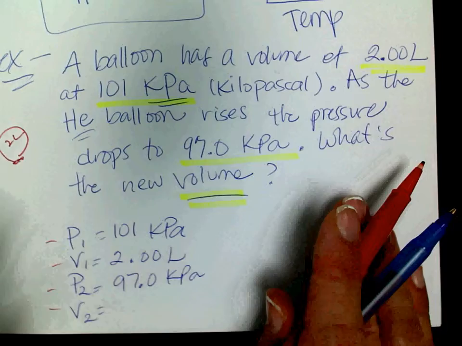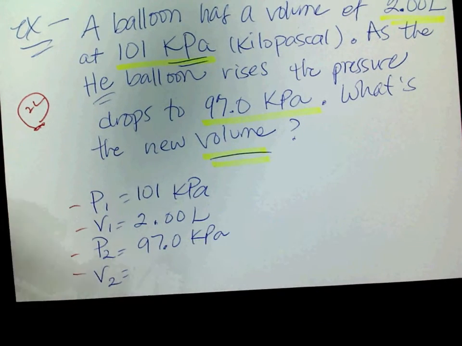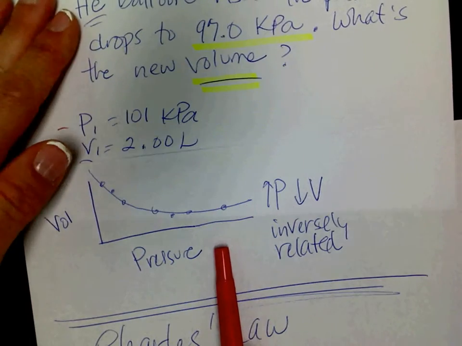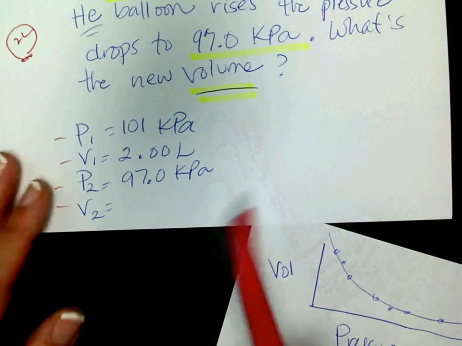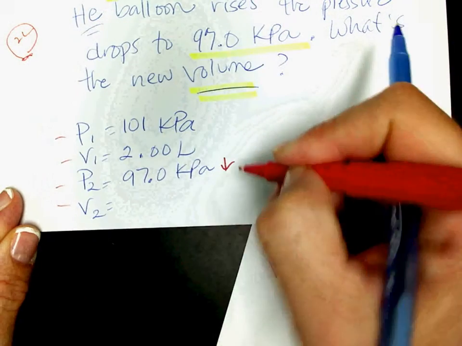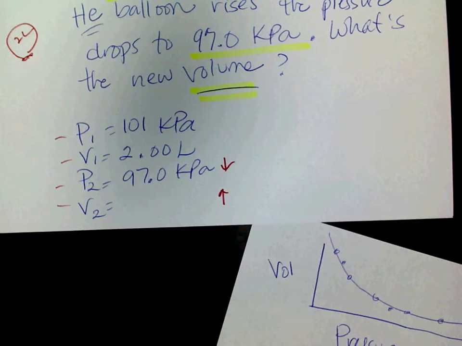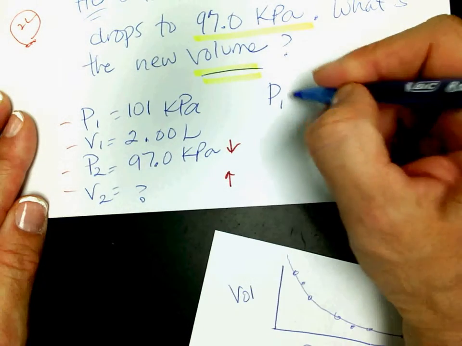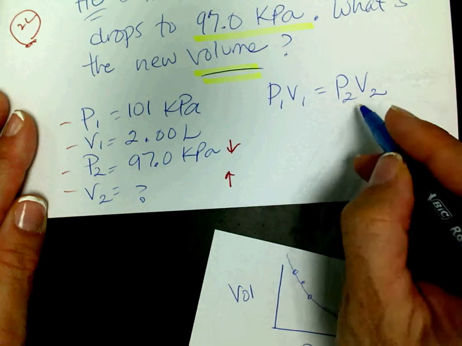So now, if my pressure goes down, will my volume increase or decrease? We'll go back to what we learned here, all right? They're inversely related. So if my pressure is decreasing, then the volume should increase, right? Okay, so now we don't know what it is, but let's go ahead and solve, all right? P1V1 equals P2V2, all right? So I'm going to rearrange and solve for V2, right?